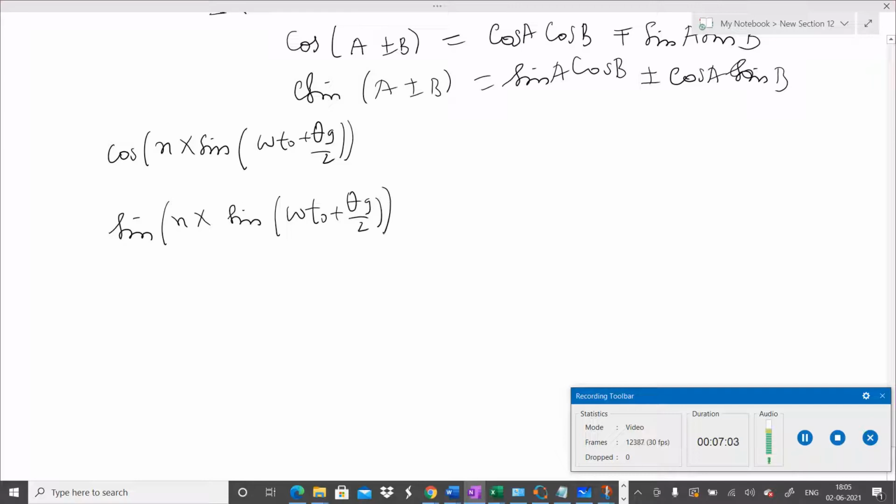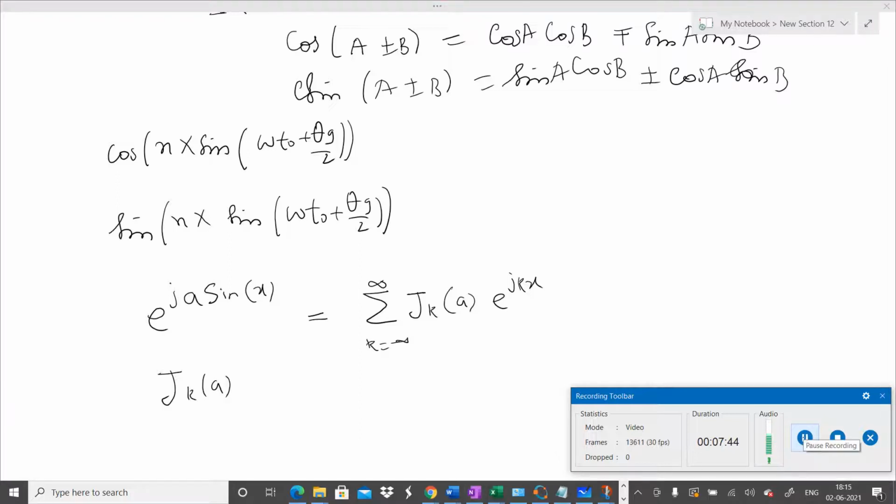Those of you who are good in engineering mathematics and special functions will realize that we are moving towards Bessel functions. Cos of sine and sine of sine are represented as Bessel functions. I hope you have revised Bessel functions, but let me give you one important result. If you have e to the power j a sine x, this is expressed as summation k from minus infinity to infinity J_k(a) e to the power jkx, and this J_k(a) is the Bessel function.